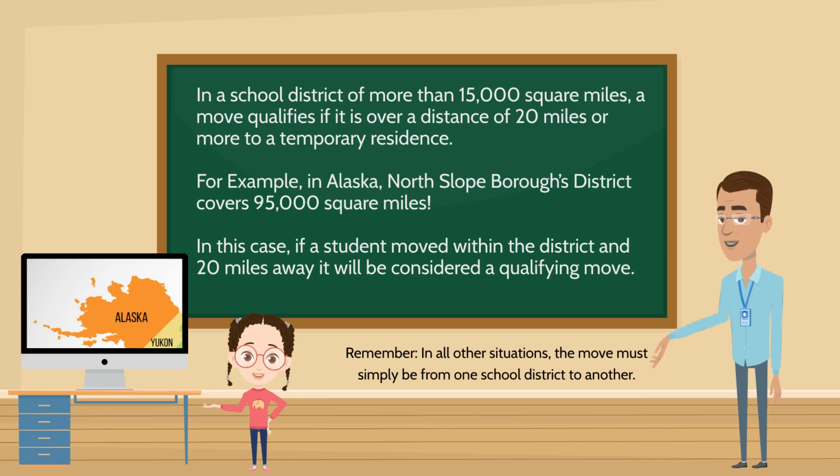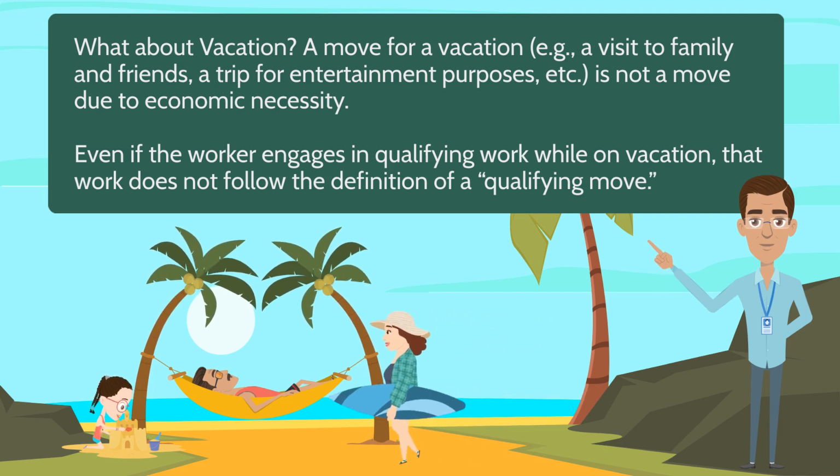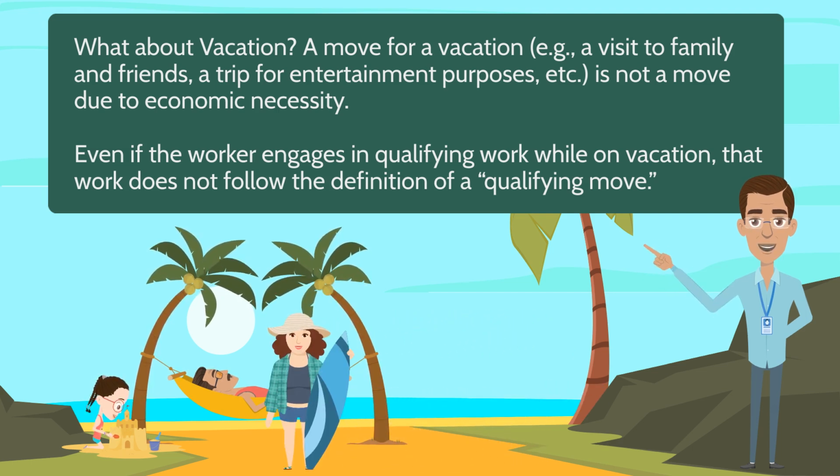In a school district of more than 15,000 square miles, a move qualifies if it is over a distance of 20 miles or more to a temporary residence. For example, in Alaska, North Slope Borough's District covers 95,000 square miles. In this case, if a student moved within the district and 20 miles away, it will be considered a qualifying move.